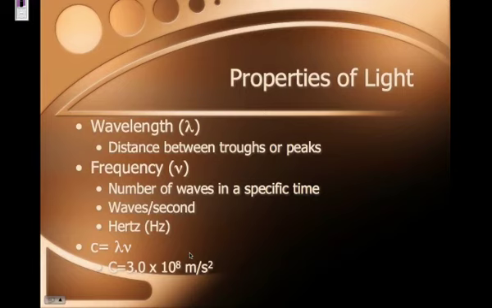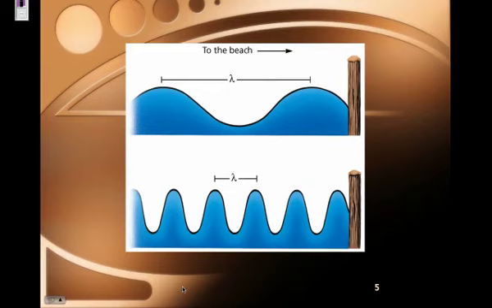So wavelength and frequency are inversely related to each other. We can use this equation where C, the speed of light, 3 times 10 to the 8th meters per second, is equal to lambda times V. So here are 2 pictures of waves. Which one has a higher frequency? The bottom one. It has a higher frequency but a shorter wavelength. So you can see they're inverse of each other. And up here we have a longer wavelength but a lower frequency, so they're inverse.